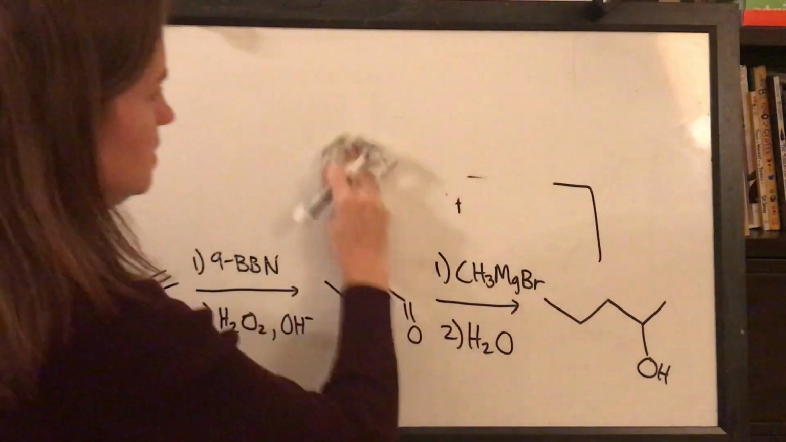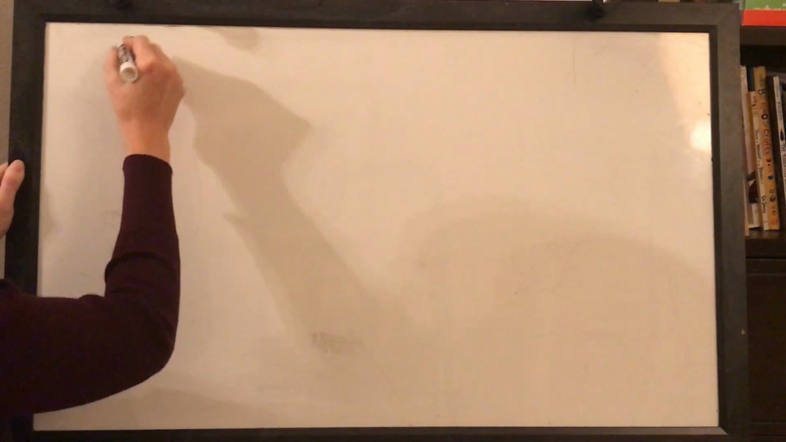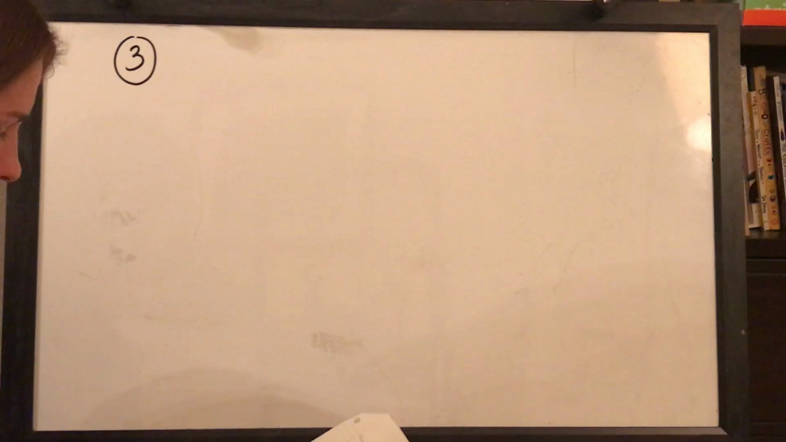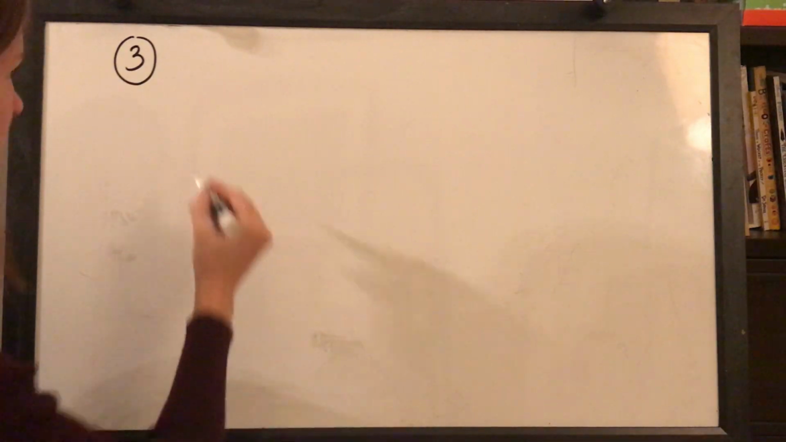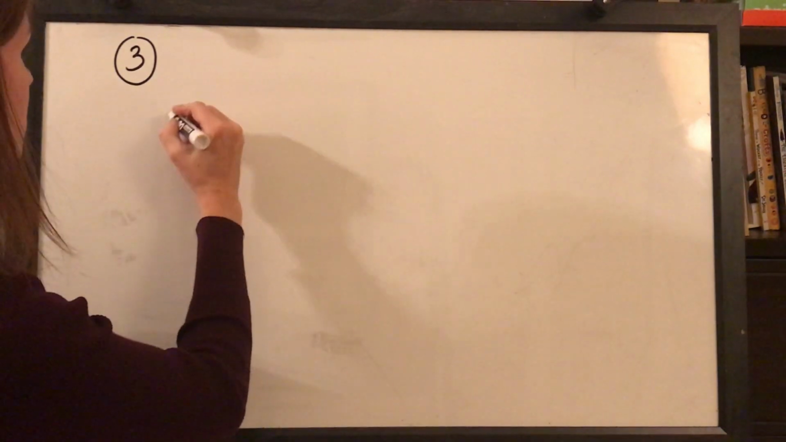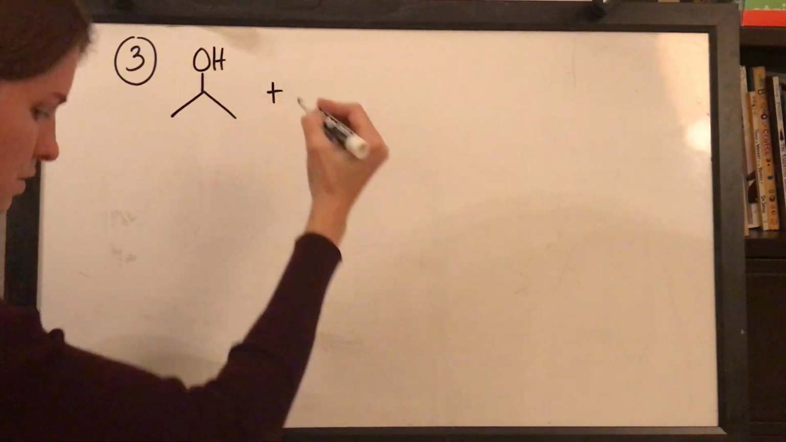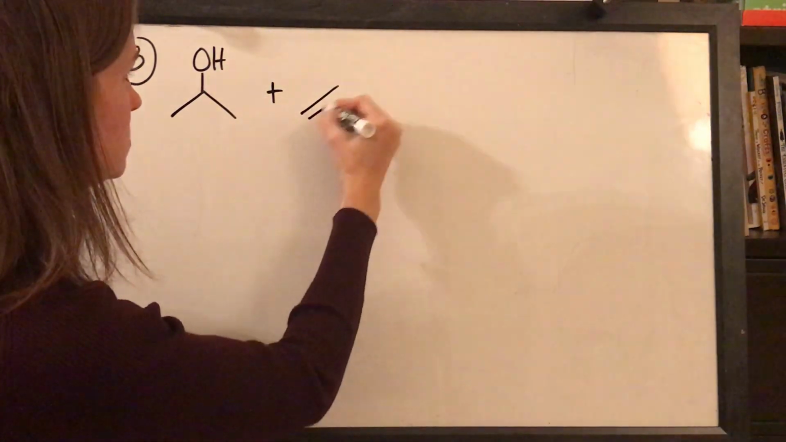So this would be a good time to pause the video, take a few minutes to try number 3 on your own, and then come back and see what the answer is. In the meantime, I'm going to write down the problem. So this is the worksheet that says Grignard reactions and protecting groups. And what we're trying to do is to turn these 2 molecules into the product shown.